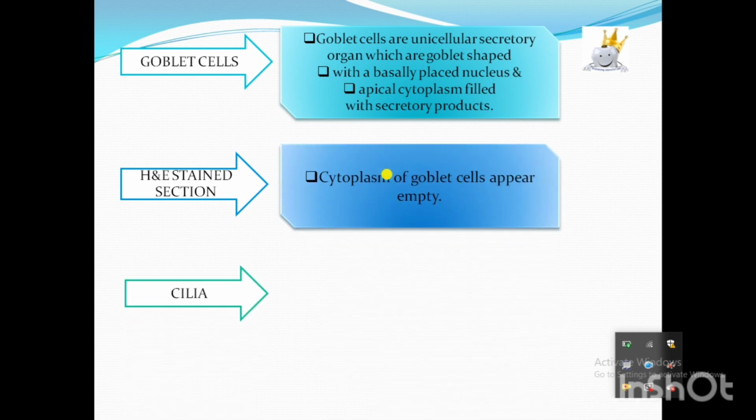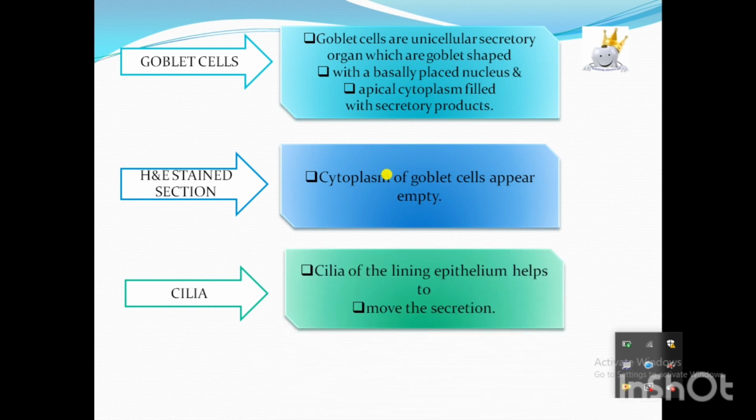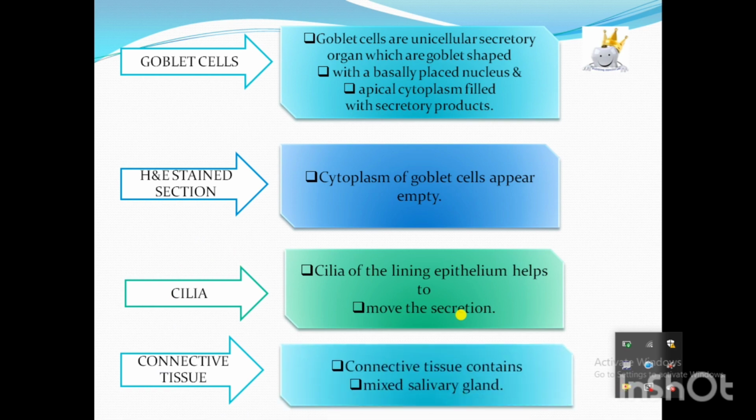The function of the cilia of the lining epithelium is to help move the secretion. The secretion is found filled in the apical cytoplasm, which is filled with secretory products. So the cilia help to move the secretion. And in the connective tissue part, it has mixed salivary glands.